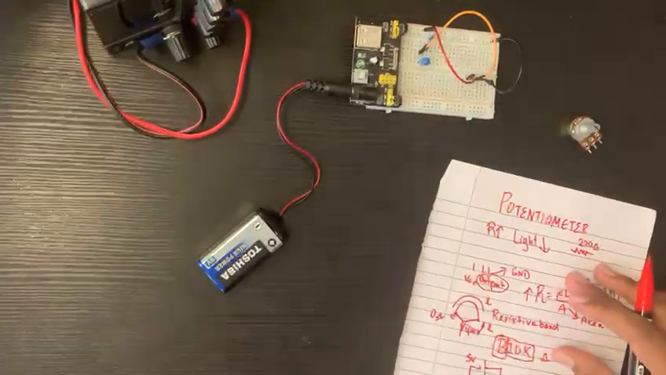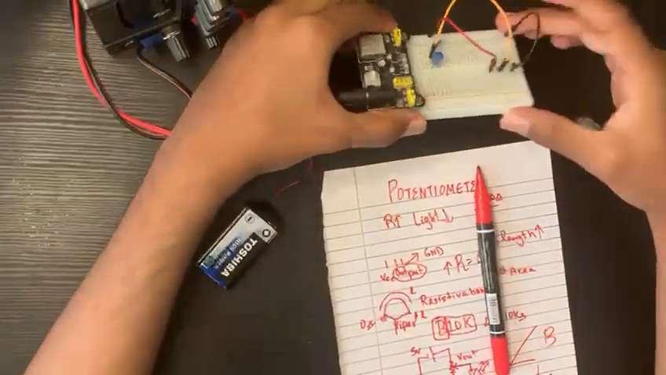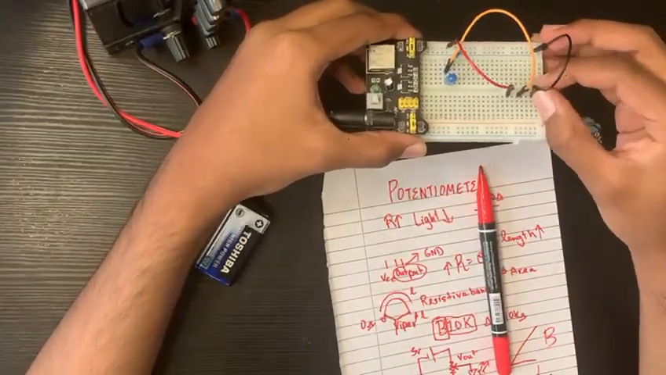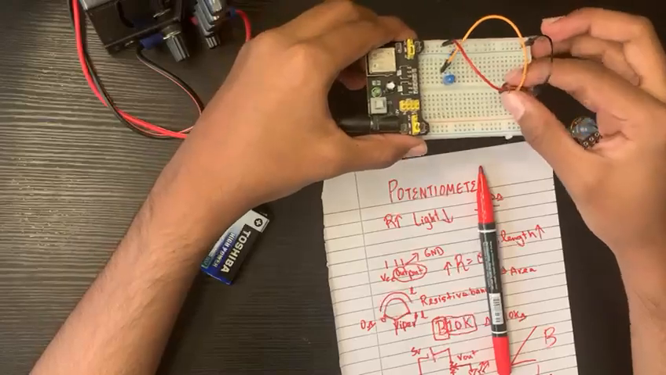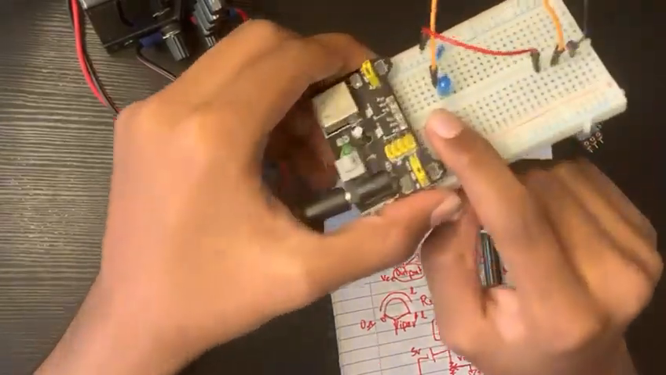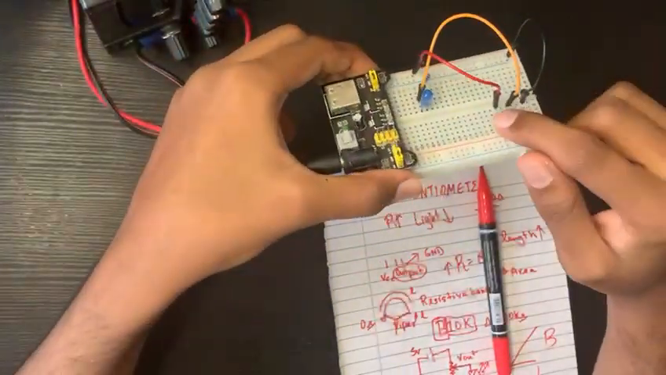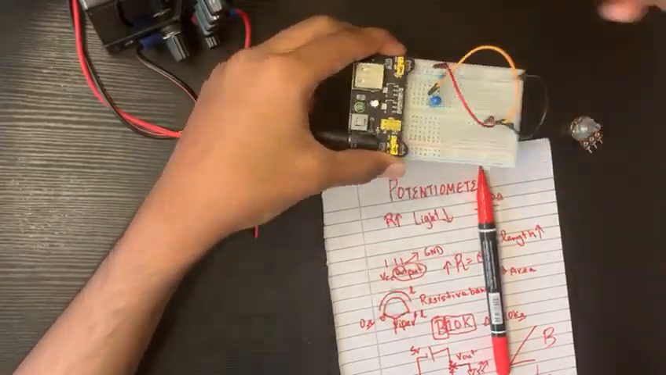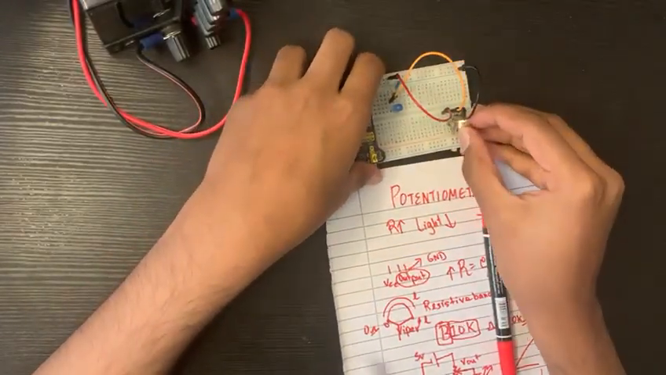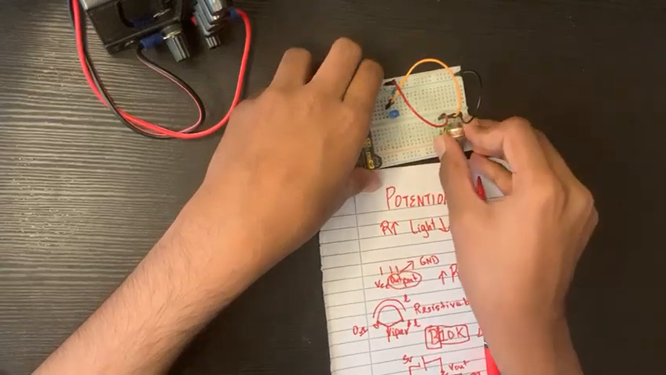So let's just try it out. So we have 3 wires here. The right one is to ground. The middle one is the V out. I connected it to the LED. And the first one is this VCC, so that's 5 volts. So we're just gonna connect this like this. Let's see what happens.